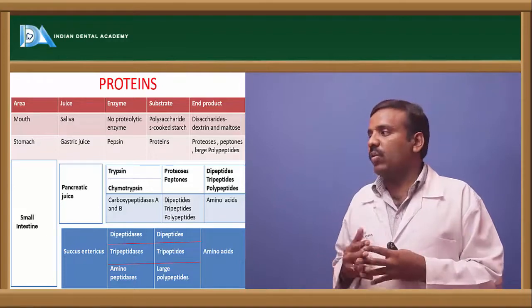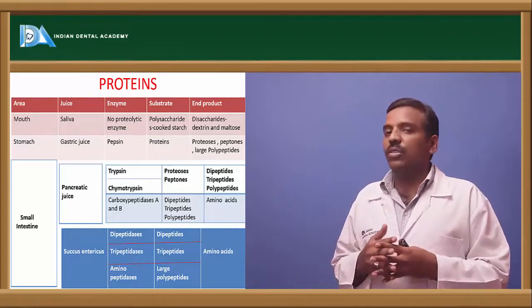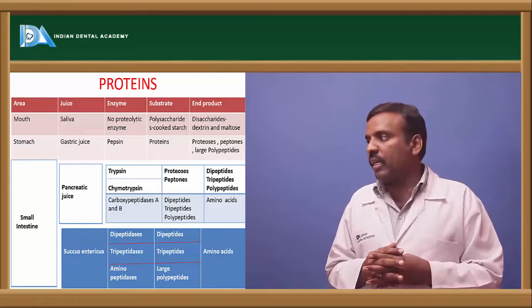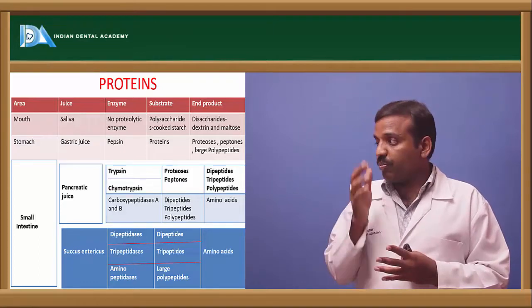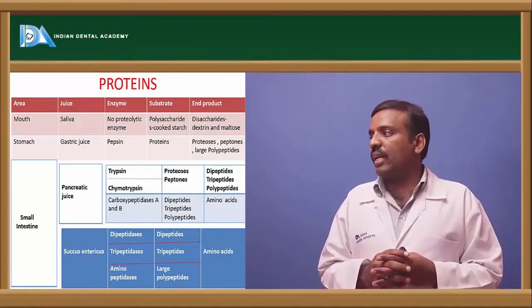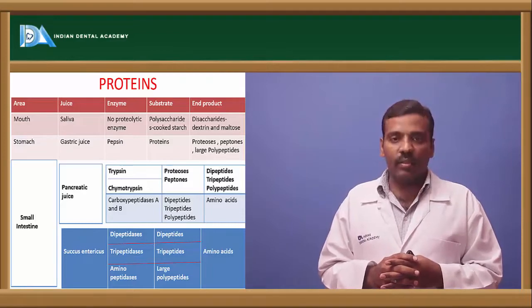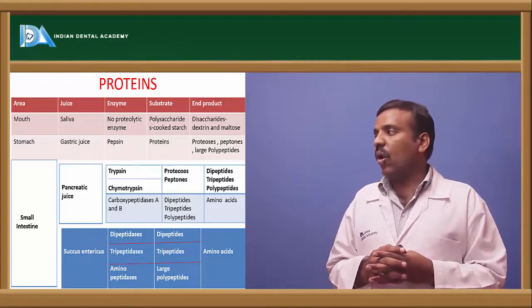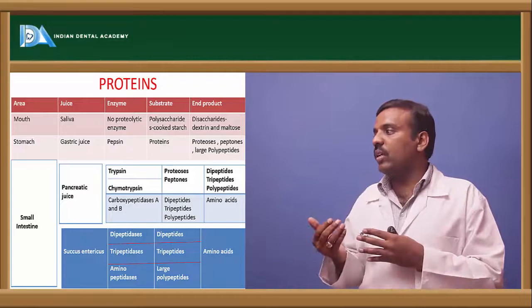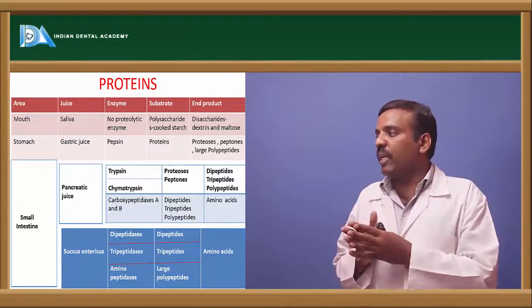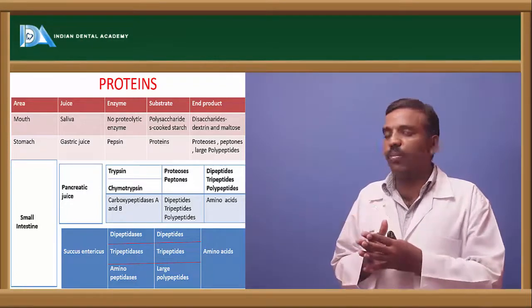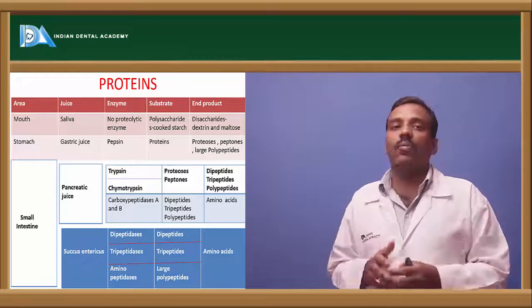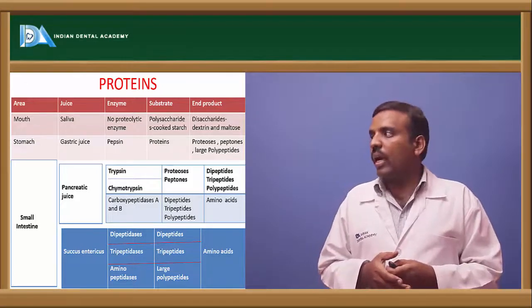Okay, and next one is succus entericus. So it is a secretion of the small intestine. In this there are dipeptidases, tripeptidases, aminopeptidases. All these convert the dipeptides, tripeptides, and large polypeptides into the amino acid form. Okay, and this is it.